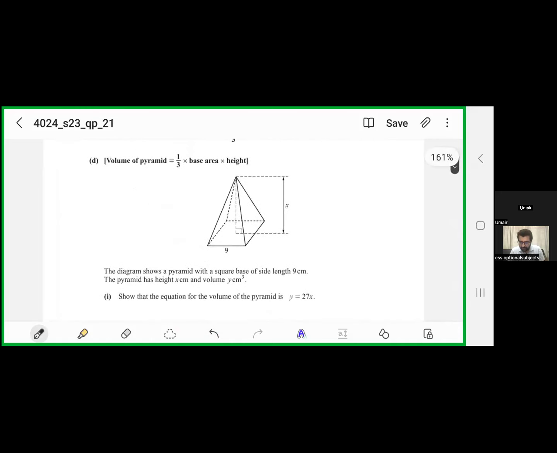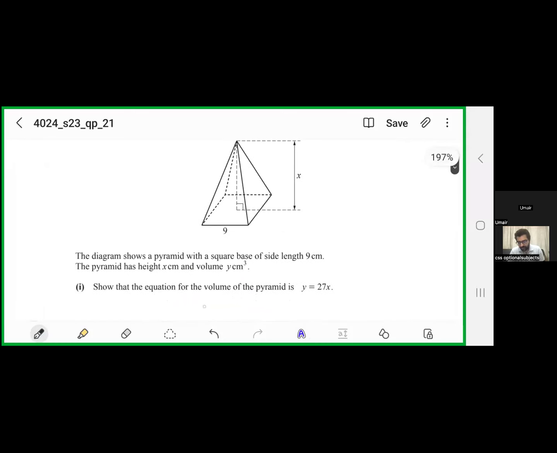says that we have a pyramid. The diagram shows a pyramid with a square base. This is a square base. If this is 9, then this is 9 as well. The pyramid has a height x. This height of pyramid is x and volume y. Show that the equation for the volume of pyramid is y is equal to 27x.